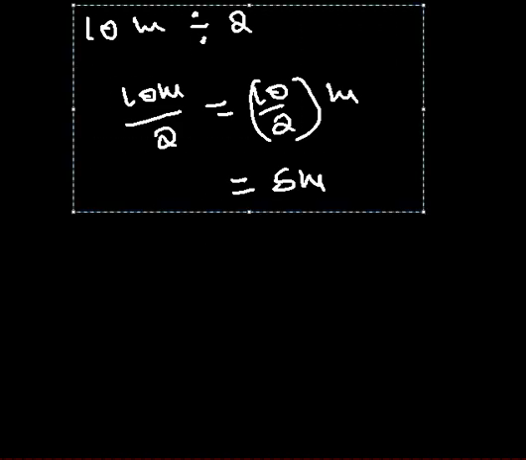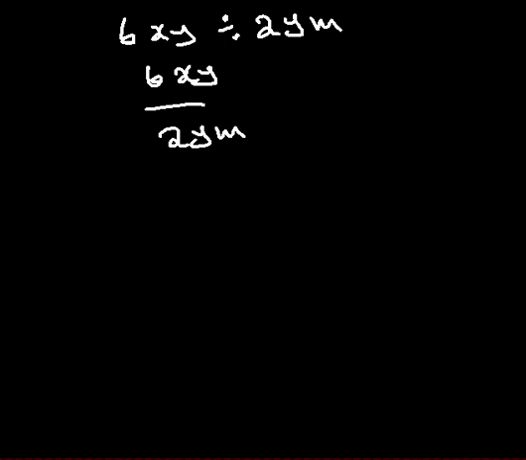And how about if we have something like this. Let's say we have 6xy divided by 2ym. How do you think we can divide these two? In this case, it is the same as 6xy divided by 2ym. So the numbers will divide. 2 into 6, we have 3. And in this case, y and y will cancel. We'll have 3x divided by m, like that. So that is the solution.